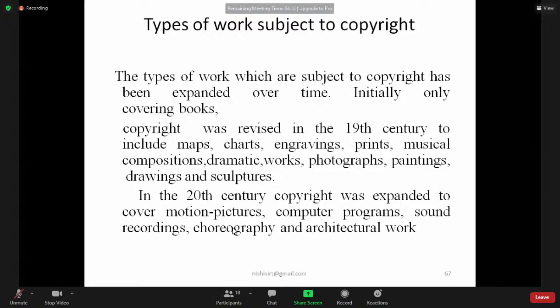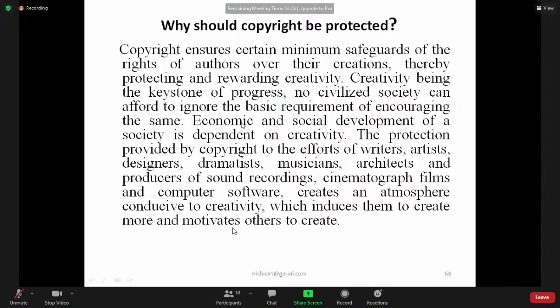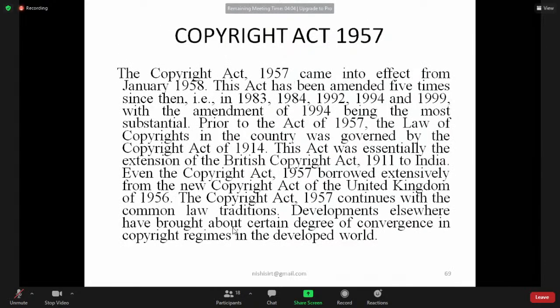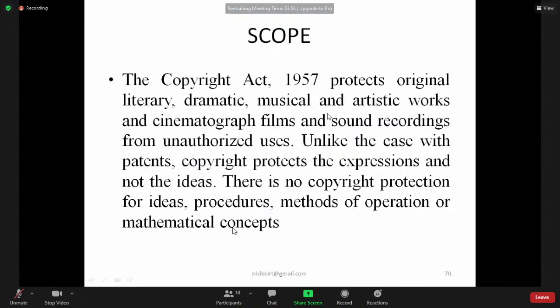So, types of work subjected to copyright, various types of work are given in a list. There is a long list of copyright works. And there is a Copyright Act of 1957 in our country, so we can say there is a lot of scope for taking copyright. This Copyright Act protects original literary, dramatic, musical, and artistic work and the cinematograph film. As far as education is concerned, plagiarism and all these also fall under the same category.